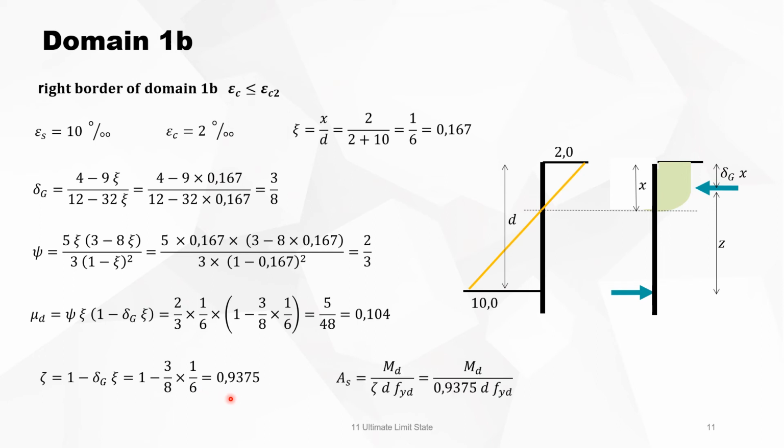So if you have a section of a concrete beam and you have a bending moment and you have to calculate the reinforcement, you always start with calculating mu d. Why? Because you want to know in which domain this is situated. And if mu d is smaller than 0.104, then you are sure you are in area 1b. And then you can apply this formula to calculate the reinforcement.